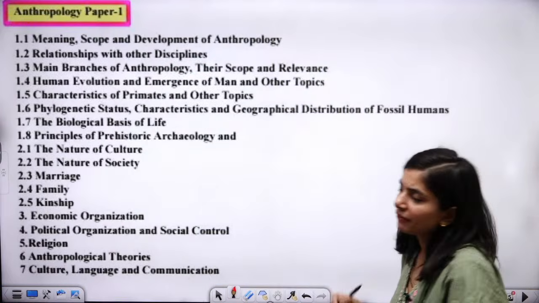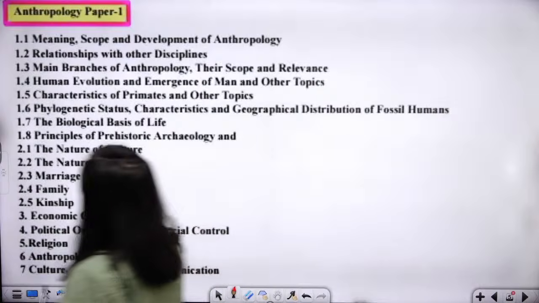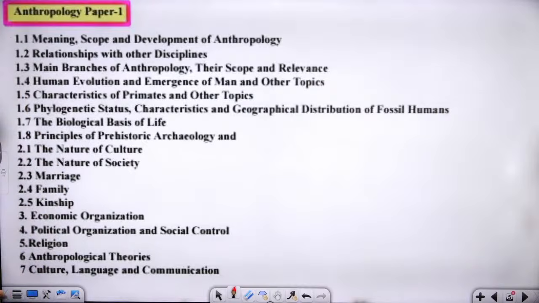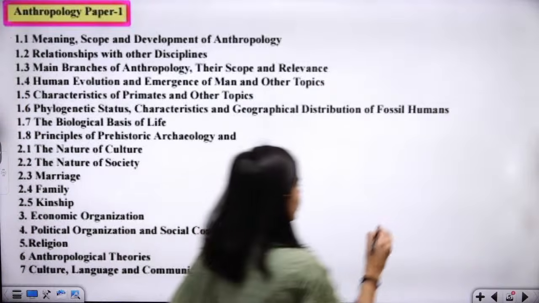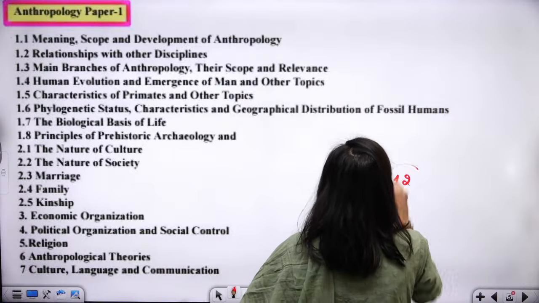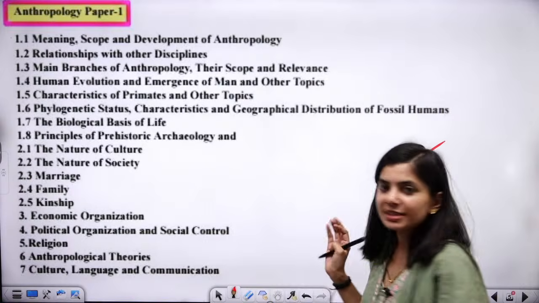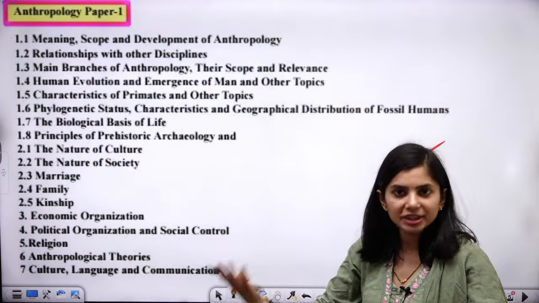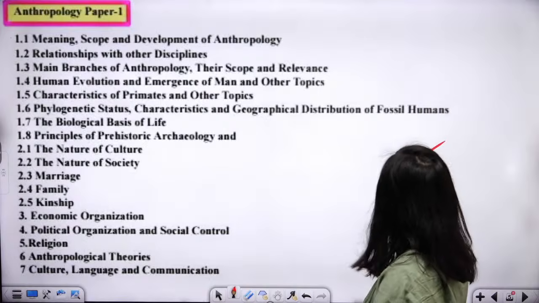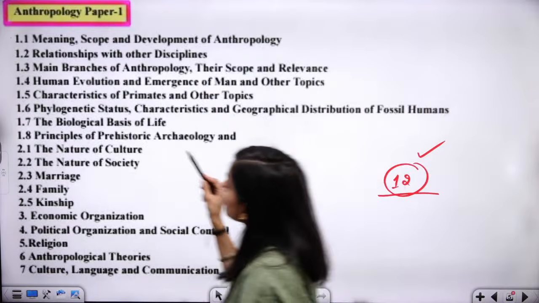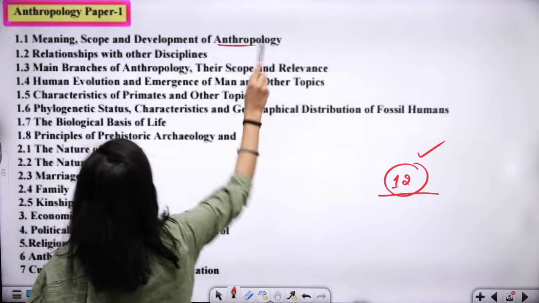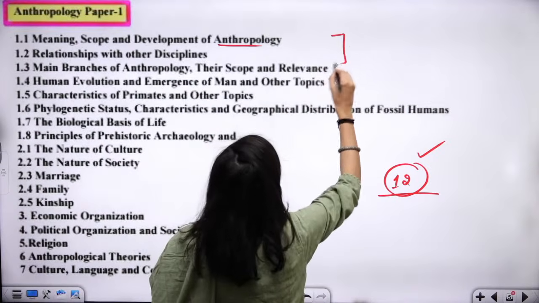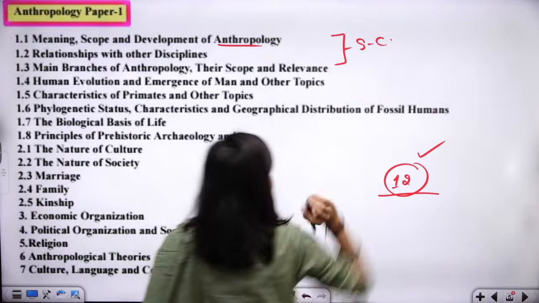Now, let me first show you the syllabus. Here you can see anthropology paper 1 starting from unit 1. There are 12 units in paper 1, and these 12 units are divided in parts, some for sociocultural anthropology, some for physical anthropology. The first one is the meaning, scope and development of anthropology. The first 3 units, 1.1 to 1.3, are part of sociocultural anthropology.